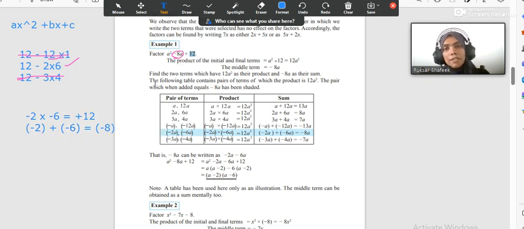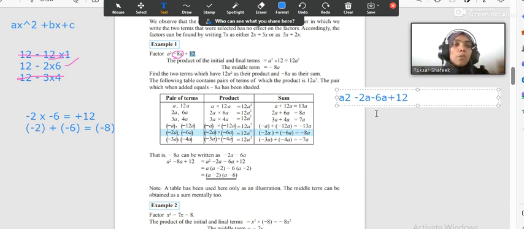So now what happens? a squared minus 8a, I'm going to put the square just like that. I'm going to replace the negative 8a with the numbers that we just got, that is negative 2 and negative 6. So I'm going to put that as negative 2a, negative 6a, and plus 12 will remain as it is. So now we've found the expression that was there previously with 4 terms.